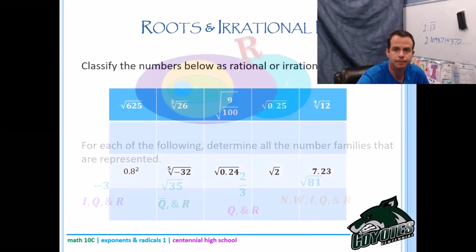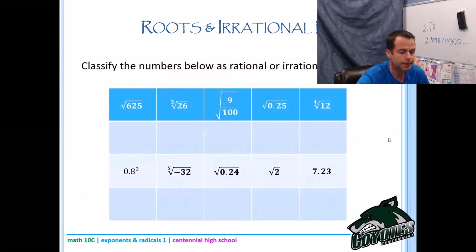Okay? All right. Classify the numbers below as rational or irrational and explain. The root of 625 is 25, so it would be rational. Okay? If you're unsure of that, you just plug it in your calculator and see what you get. The cubed root of 26, I know that the cubed root of 26 is not a natural number, which means it would have to be irrational.